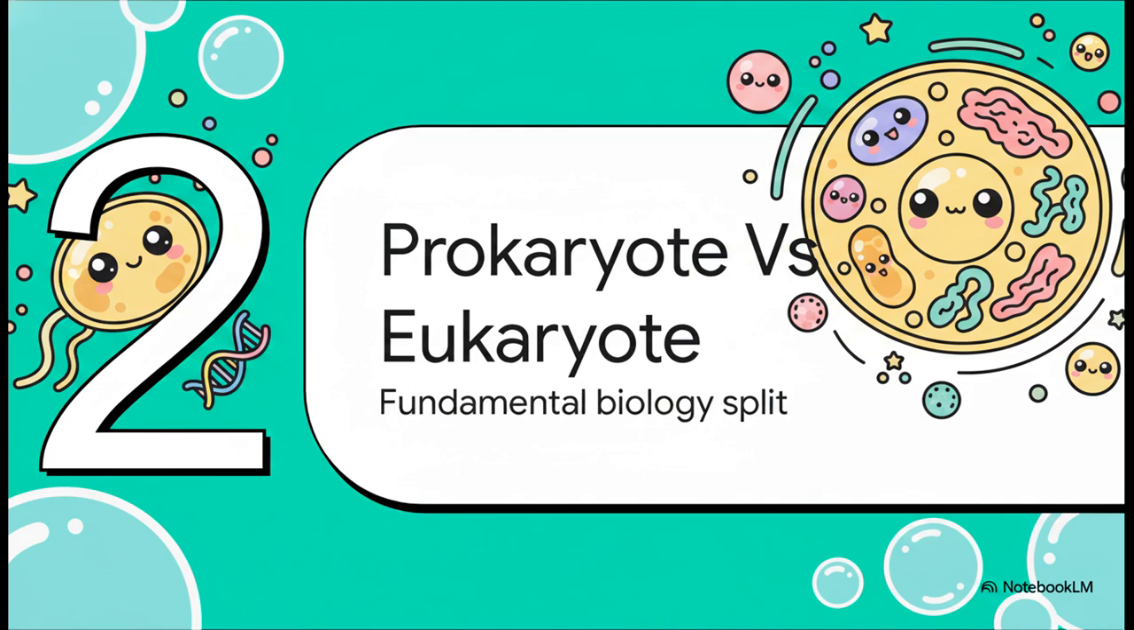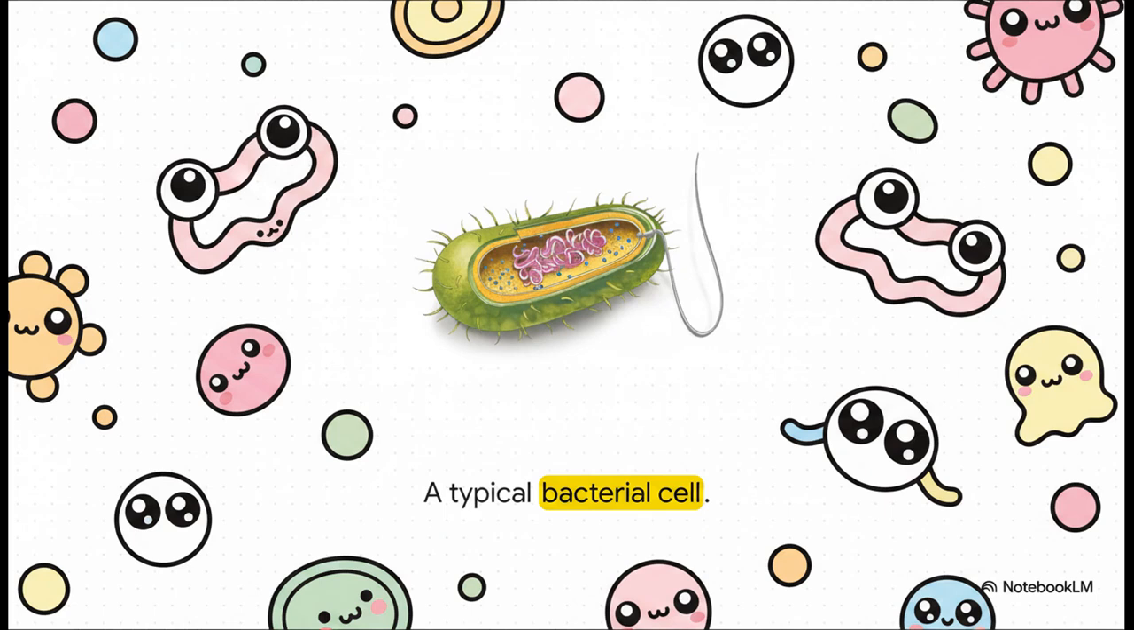Section 2. Prokaryotic vs eukaryotic cells, the fundamental split in biology. So, once the cell was established, life eventually branched out into two main structural categories. And this brilliantly illustrates our first category, a typical bacterial cell. Notice how all the genetic material is just sort of floating freely right there in the middle, in a region we call the nucleoid. There's no distinct enclosed vault holding the DNA. Plus, you won't see any complex membrane-bound internal structures here either. It's highly efficient for sure, but structurally very basic.